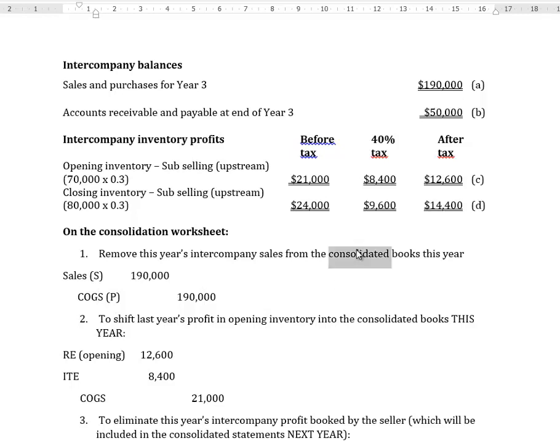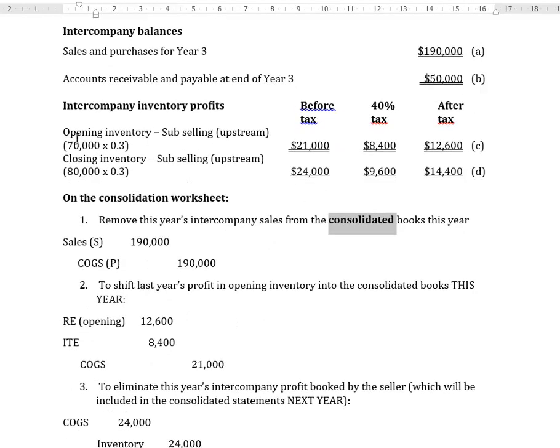Don't forget, these are only done on the consolidated books. Now, we also see from this analysis here that we have profit sitting in opening inventory for year 3 that we now need to recognize in year 3, because by the time we get to the end of year 3, that $70,000 has been sold by the parent to outside third parties.